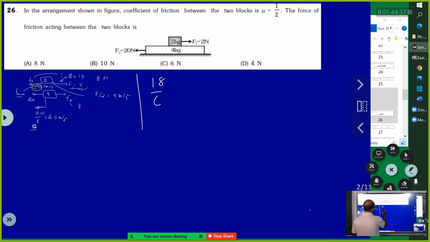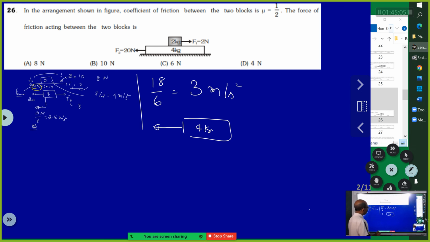So 18 divided by 6 will give 3 meters per second square as the net acceleration. Are you with me? So now, if 3 meters per second square is the acceleration for the 4 kg mass, then mass times acceleration, 4 times 3, is 12. So 12 newtons will be retained here, then the remaining 8 newtons.